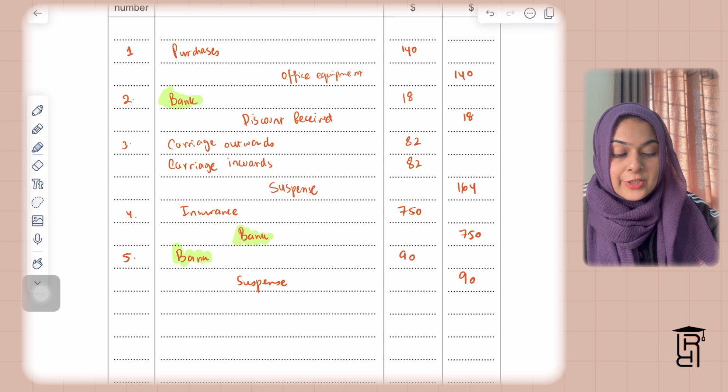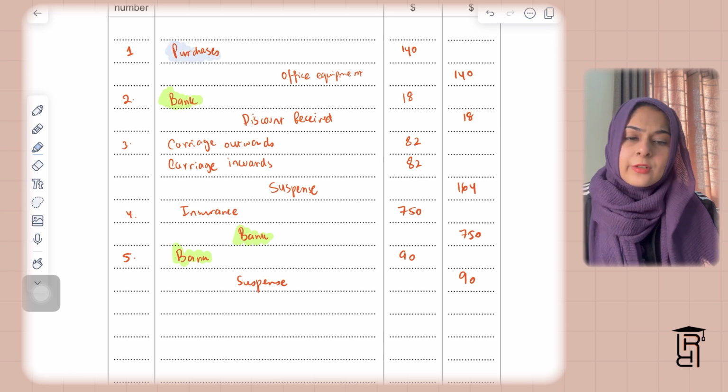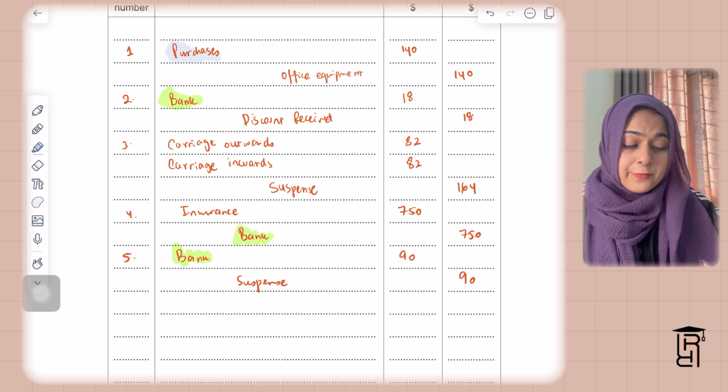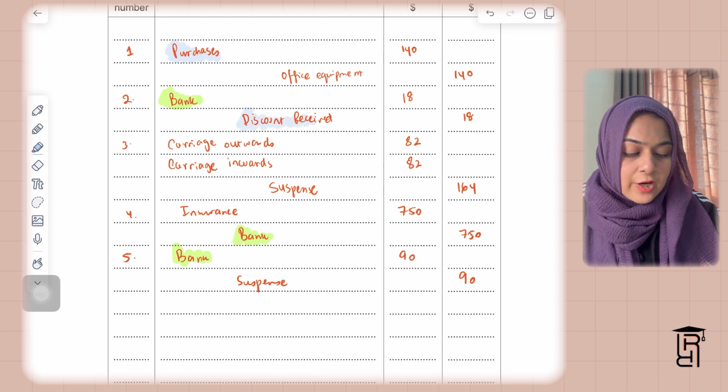So purchases, yes, purchases goes in the income statement. Everything that goes in the income statement is going to affect my profit. Discount received goes in the income statement, that will affect my profit. Carriage outwards and carriage inwards are also both income statement accounts, so that will also affect my profit. Insurance is an income statement account, that will also affect my profit.